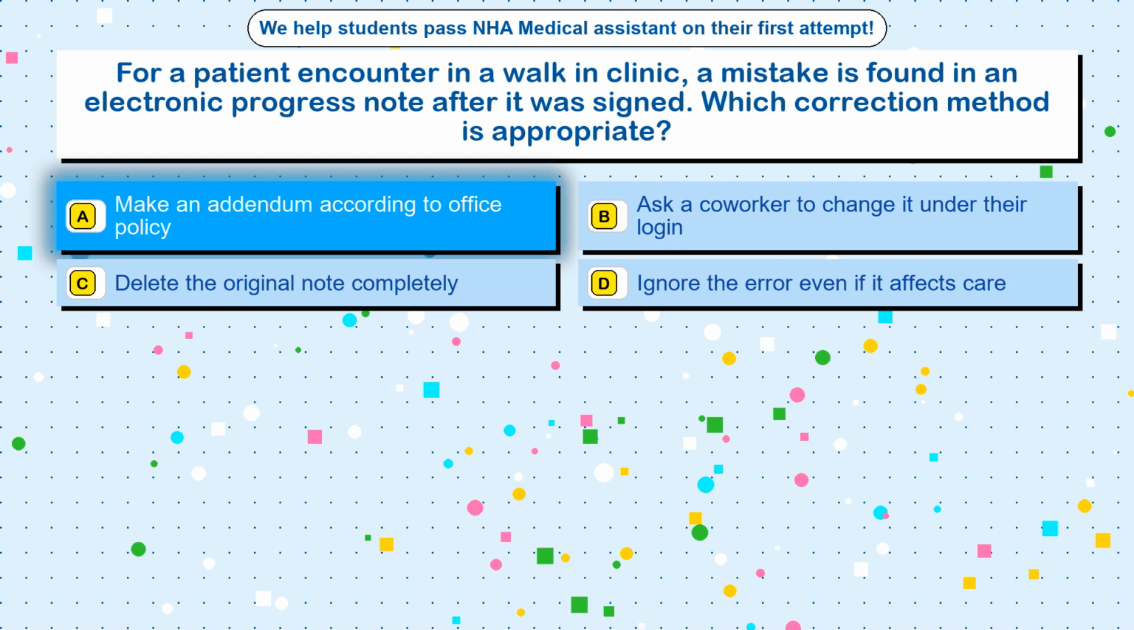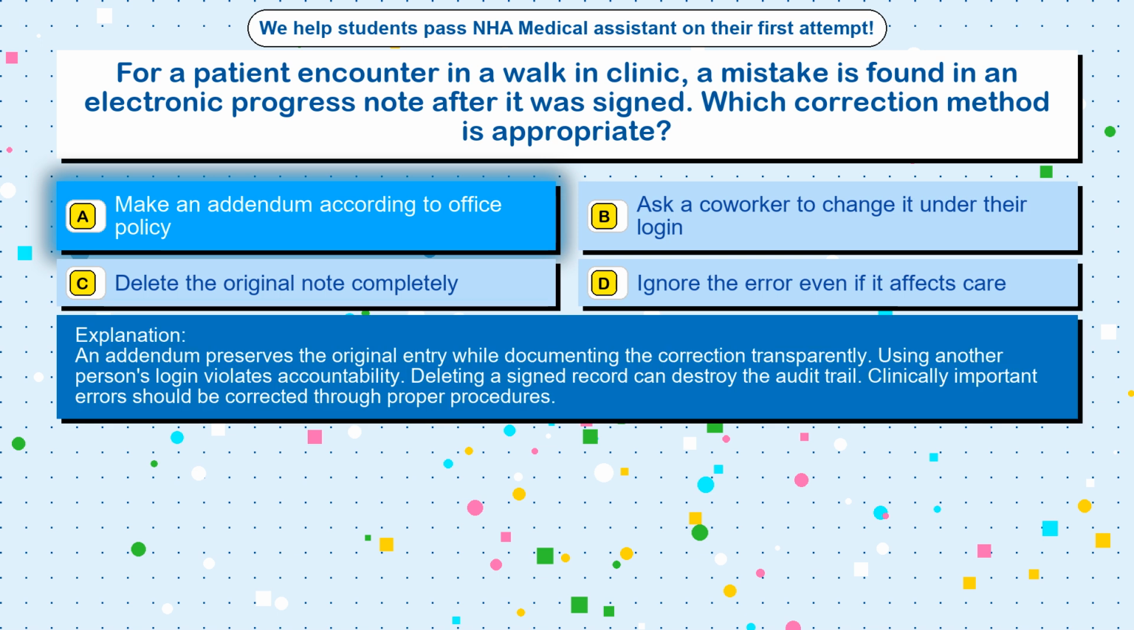The correct answer is option A. Make an addendum according to office policy. An addendum preserves the original entry while documenting the correction transparently. Using another person's login violates accountability. Deleting a signed record can destroy the audit trail. Clinically important errors should be corrected through proper procedures.